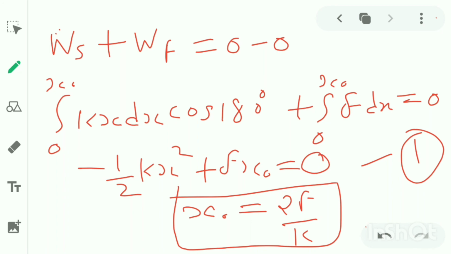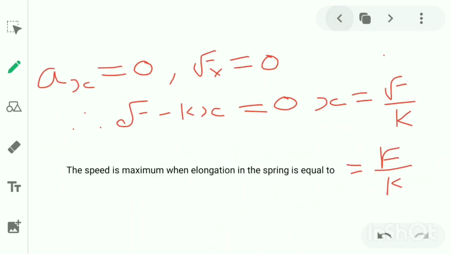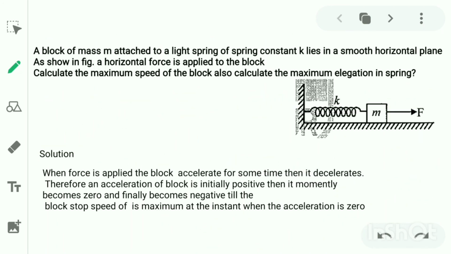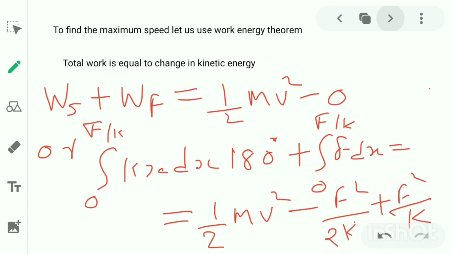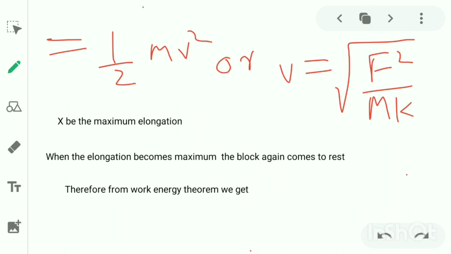So we get the answer for the elongation of the spring. In the question they asked to find the maximum elongation and the maximum speed of the block. We already found the maximum speed of the block, v is equal to root of F square by mk. So this is the solution of this question.